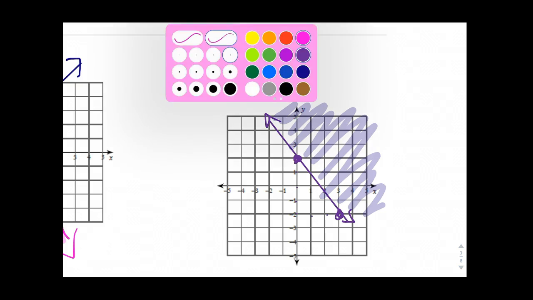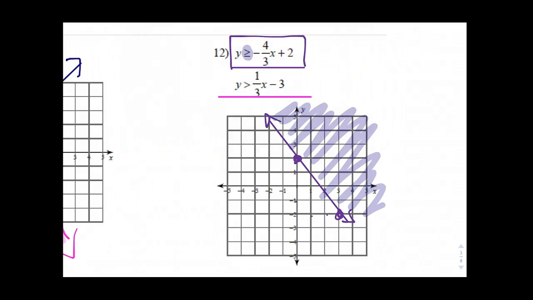I go and I shade my next graph. I start at -3. I go up 1 over 3. I go and make my line, but it is dashed. The reason why it's dashed is because it has no equal sign. I'm going to shade above this because it's a y is greater. So I get this shading right here.